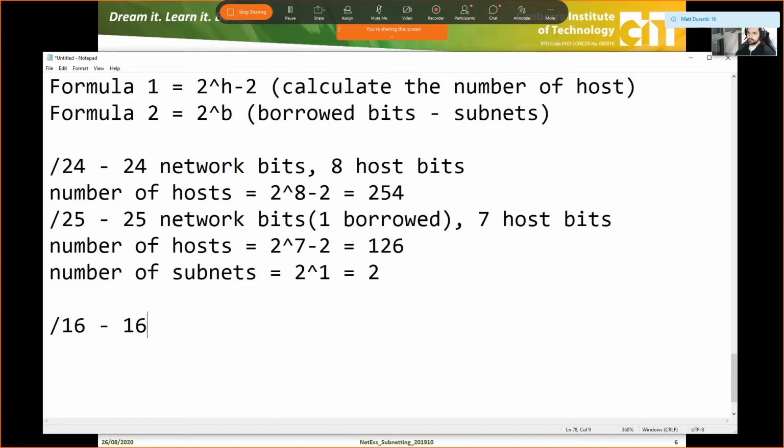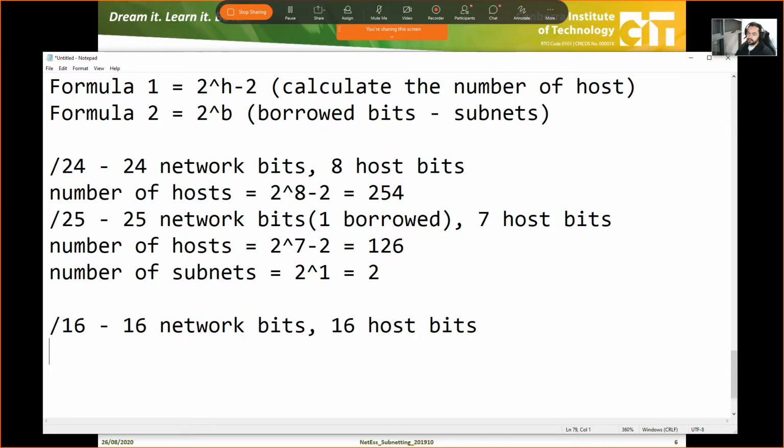Sorry, it's 16. So that's 16. How many? 16, minus 2. It's 65,534.